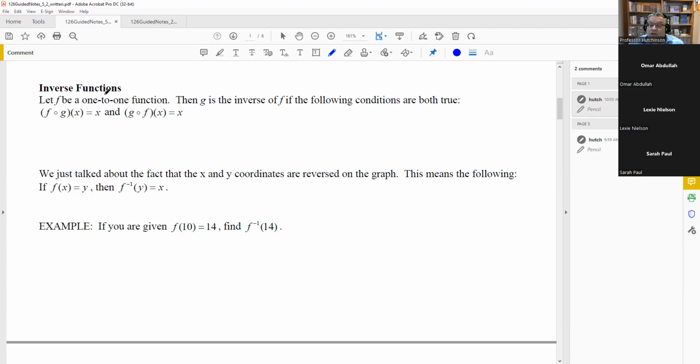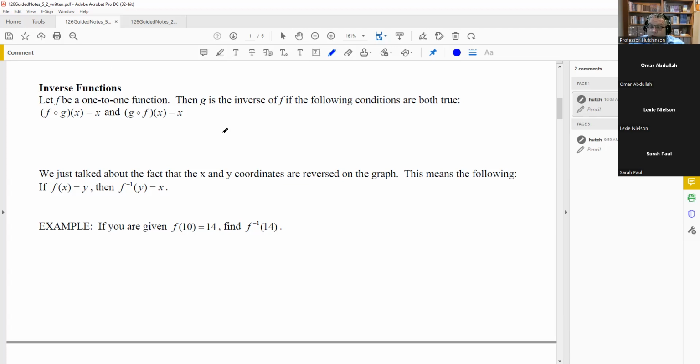If it's an inverse function, that means it's going to pass this test here. If we do f of g of x and we get x, and we get g of f of x and we get x for that, then that's the test to know whether two functions are inverses. There's also a way to tell if they're inverses graphically, and we'll take a look at that a little bit later.